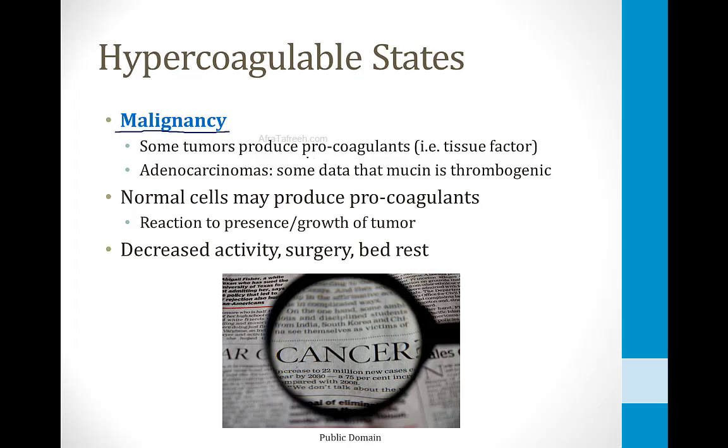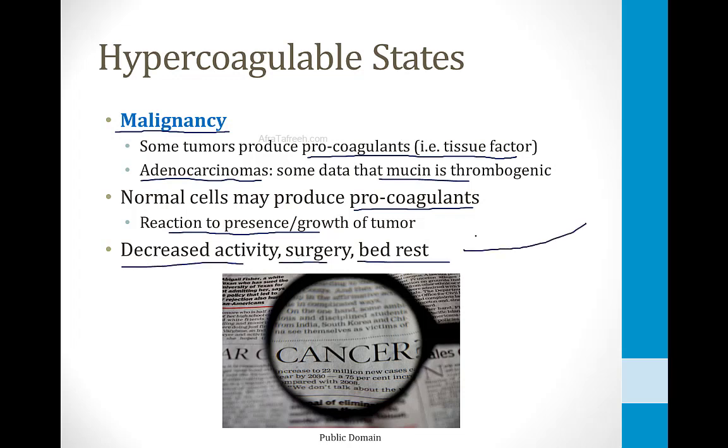Some tumors produce procoagulants like tissue factor. In addition, there are data suggesting that mucin, which is formed by many adenocarcinomas, is thrombogenic. In addition, normal cells may produce procoagulants as a reaction to the presence or growth of a tumor nearby. And then finally, patients with cancer often have decreased activity levels, they often need surgery, they often are on bed rest, and all of these things can conspire to lead to formation of a thrombus.